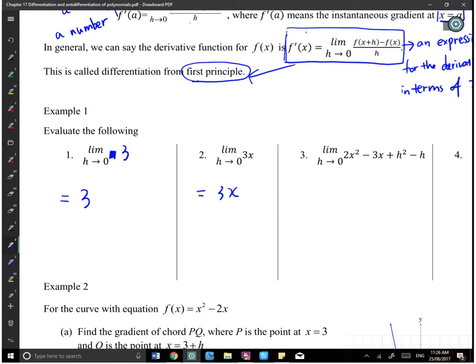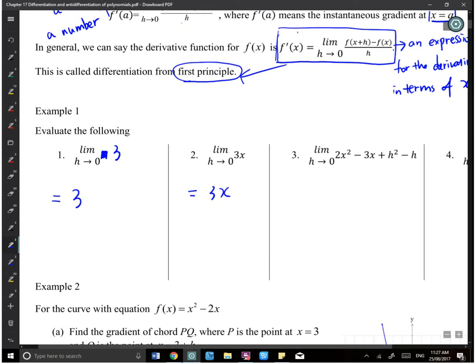Okay, treat x not as a variable. It's just like a number. 3x is a number because h. This function we don't have h. Okay, so when we talk about a limit, something not existing doesn't affect what we have before. So it's just 3x. Okay, what do you think this one will be?